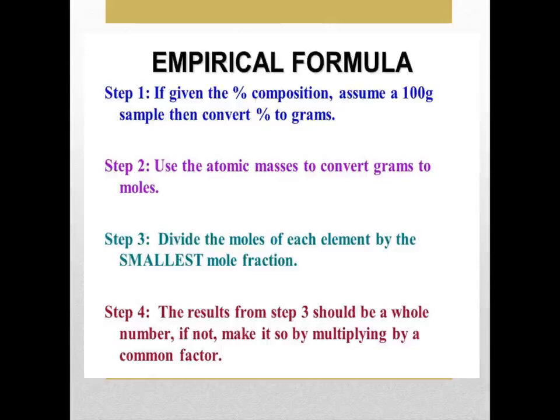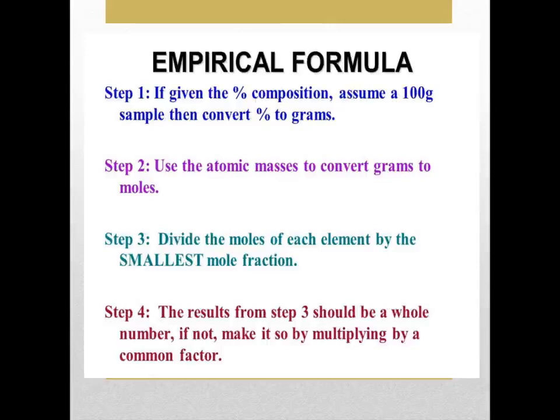Then what is the second step? Divide the mass of each element by its atomic mass. This gives the relative number of moles of various elements. Use the atomic masses to convert the grams to moles. Next, third step: divide the relative number of moles obtained in step 2 by the smallest number of them to get the simplest ratio. Divide the moles of each element by the smallest mole value.